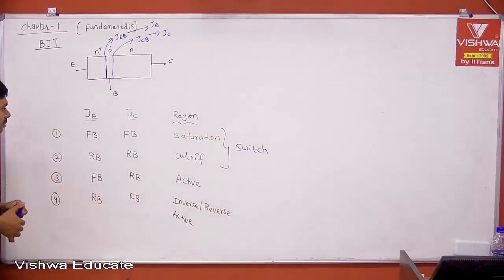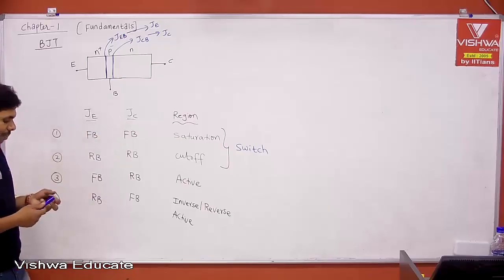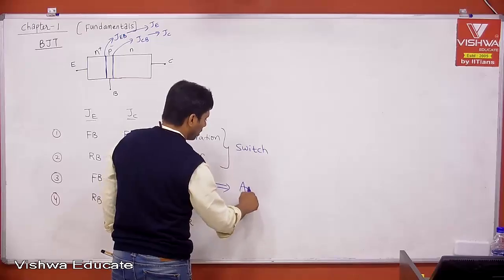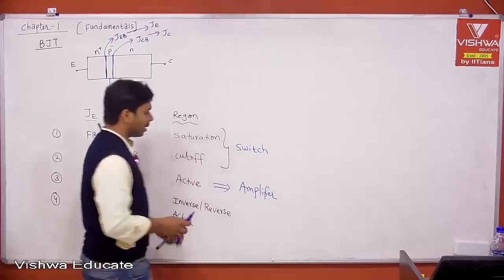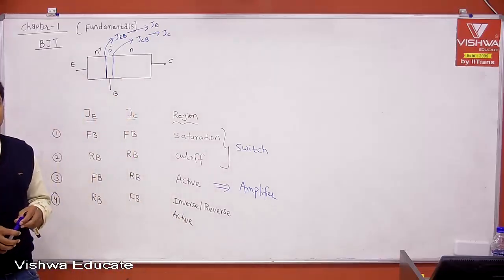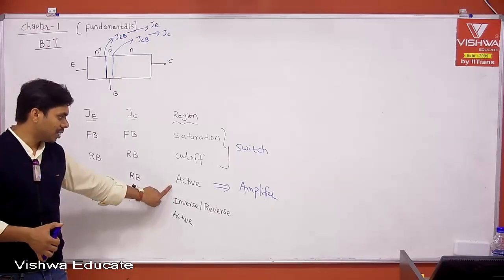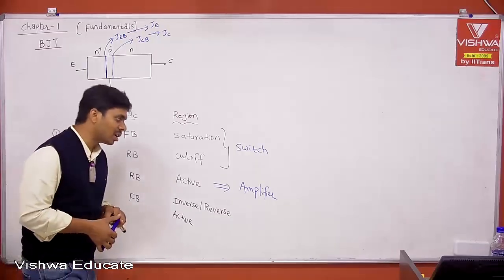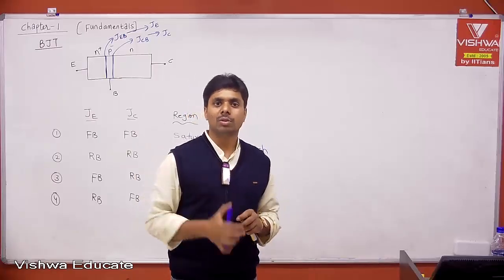Now, coming back to active region, JE is in forward bias, JC is in reverse bias. The application of this is nothing but the active region will be used for an amplifier. Whatever introduction I gave on BJT amplifiers, if you want to use your BJT as an amplifier, it should be in active region. Only when the transistor is in active region can we get amplification. Why we get amplification, I will explain with respect to some equivalent representation, then you will understand.